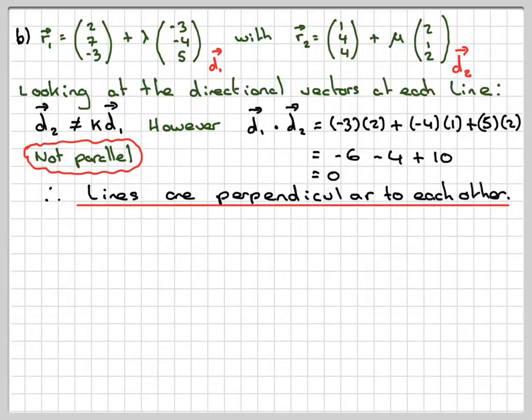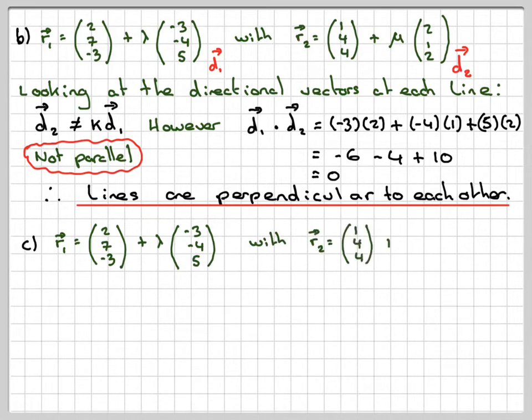Okay, in the last case, possibly we might have skew lines, as we will realise by now, but let's have a look. We've got the same point again, but a different directional vector. So first of all, we'll check to see if they're parallel.